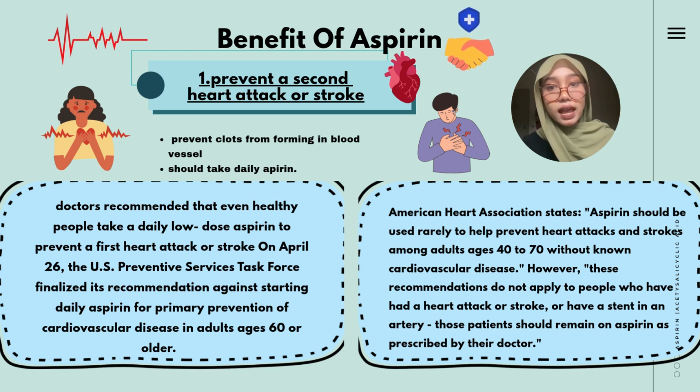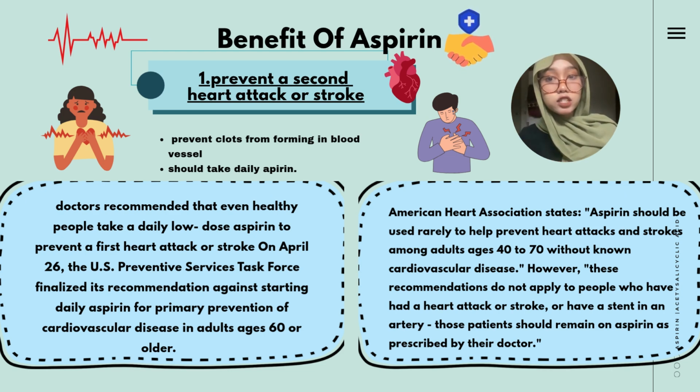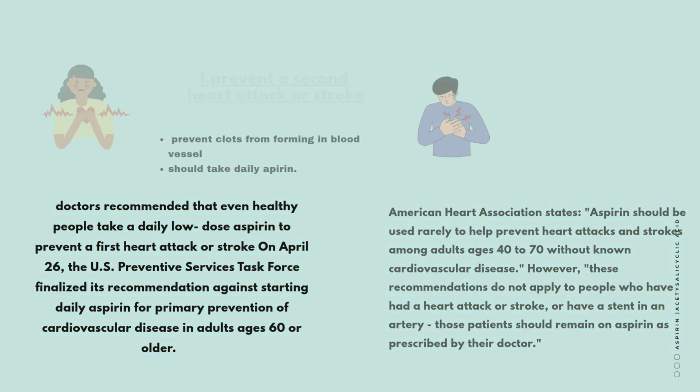the U.S. Preventive Services Task Force finalized its recommendation against starting daily aspirin for primary prevention of cardiovascular disease in adults aged 60 or older. The American Heart Association states aspirin should be used sparingly to help prevent a heart attack and stroke among adults aged 40 to 59 without cardiovascular disease. However, these recommendations do not apply to people who have had a heart attack or stroke or have a stent in an artery.